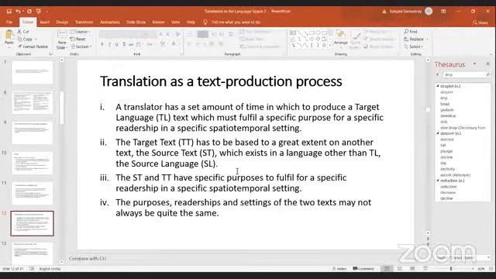Just like in translation, there is a source language and there is a target language, and there is a transfer from source text to target text. More or less similar things happen in a communicative approach when first language becomes a pedagogic tool in the communicative process. Now the source text and the target text, they have specific purposes to fulfill for a specific readership.